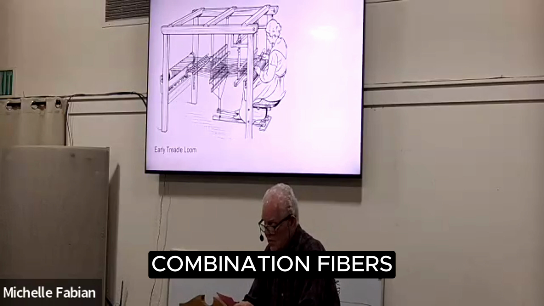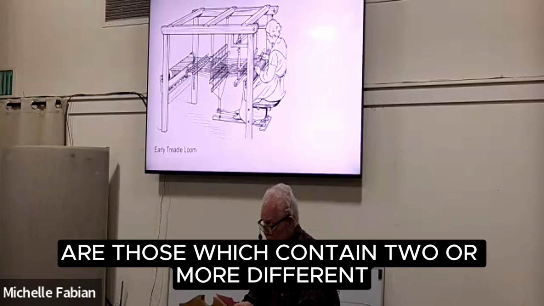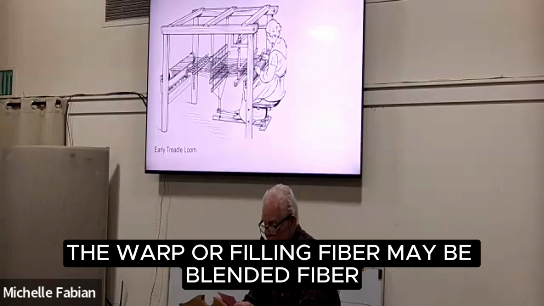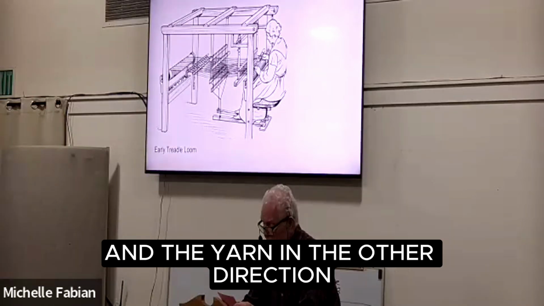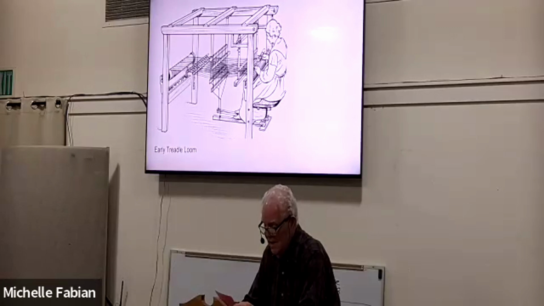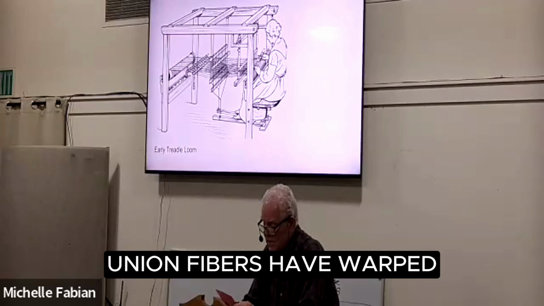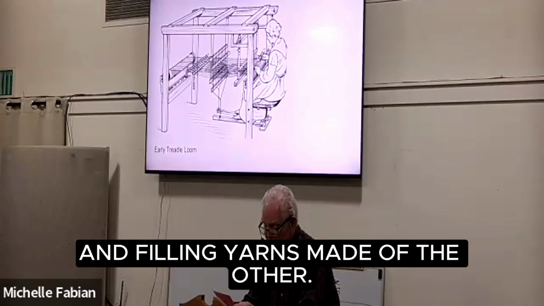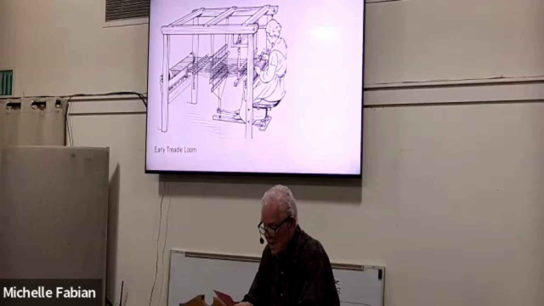Combination fibers are those which contain two or more different types of fiber. The warp or filling yarn may be a blended fiber, and the yarn in the other direction may be a single fiber. Union fibers have warp yarns made of one fiber and filling yarns made of the other.